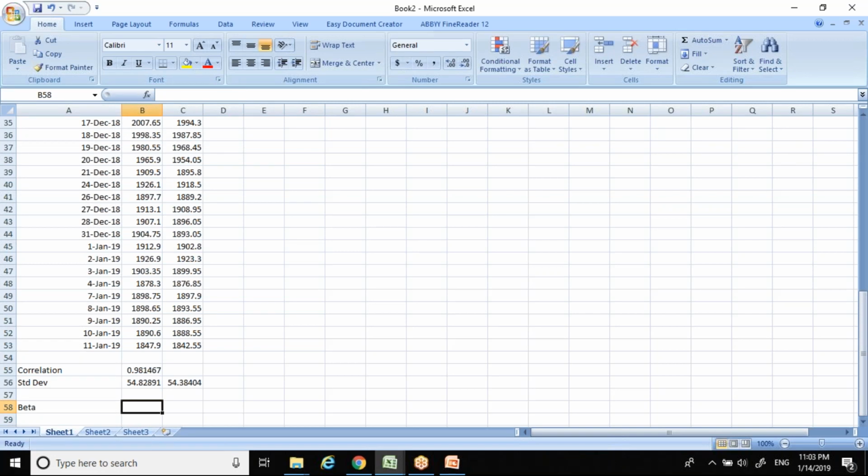So to get the beta is like correlation multiplied by the standard deviation of stock divided by the standard deviation of the future contract, and get the beta. Now the beta is 0.97, is very high. Obviously it will be very high. So the contract can be perfectly hedged.